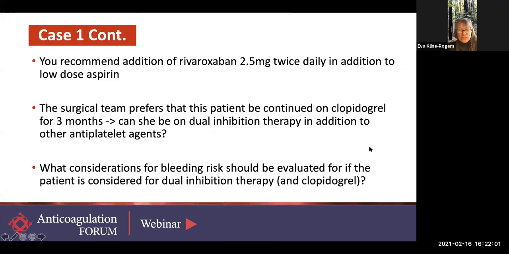I'm going to ask both questions, but this one I'm going to ask Marc to respond to. The second question is, what considerations for bleeding risk should be evaluated for if the patient is considered for dual inhibition therapy in addition to clopidogrel? And Marc, when you're done answering yours, I'll ask Bishoy to answer this question.